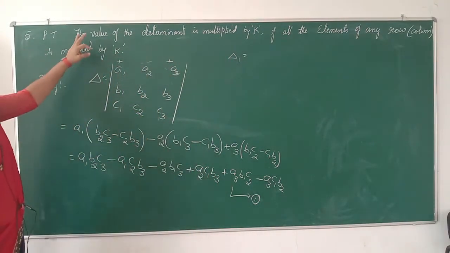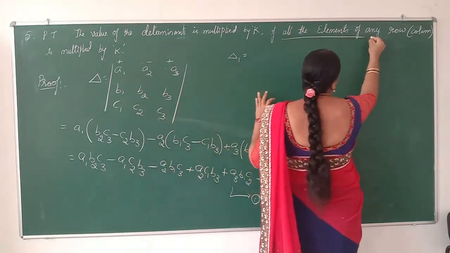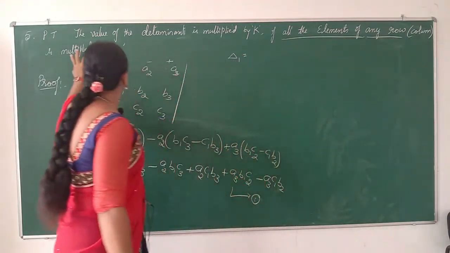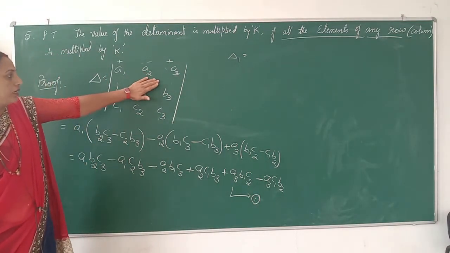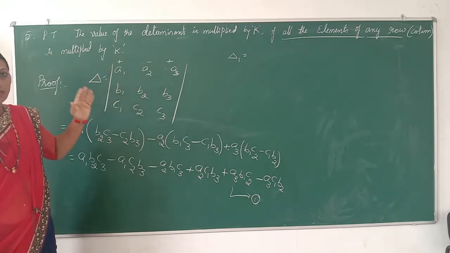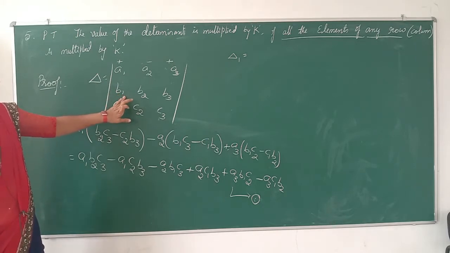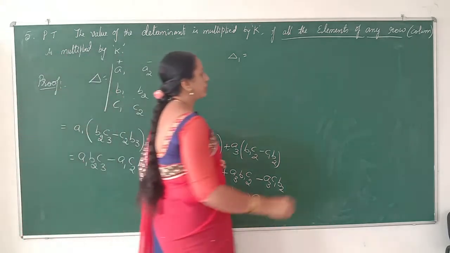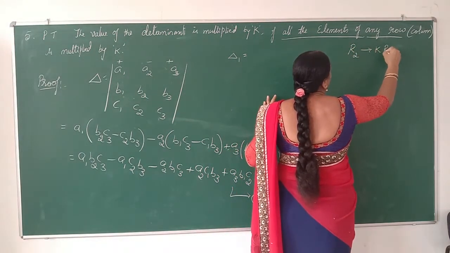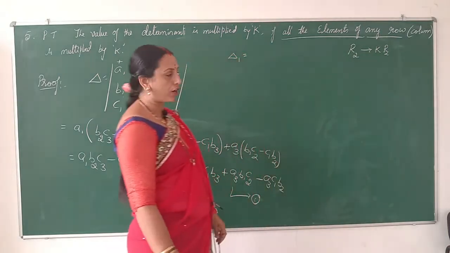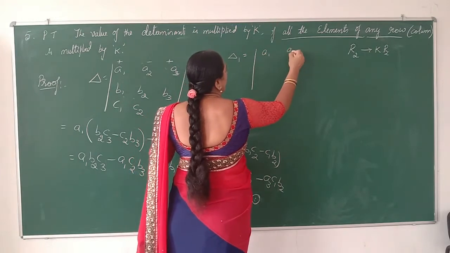So delta 1 means the value of the determinant is a multiple of k if all the elements of any row or any column are multiplied by k. So what are the elements of delta? We'll choose any one of the rows or one of the columns, and all those elements are multiplied by k. So now first we'll consider the second row. The second row means R2. R2 can be changed to k times R2. So what are the elements of R2 that are multiplied by k? That is A1, A2, A3.